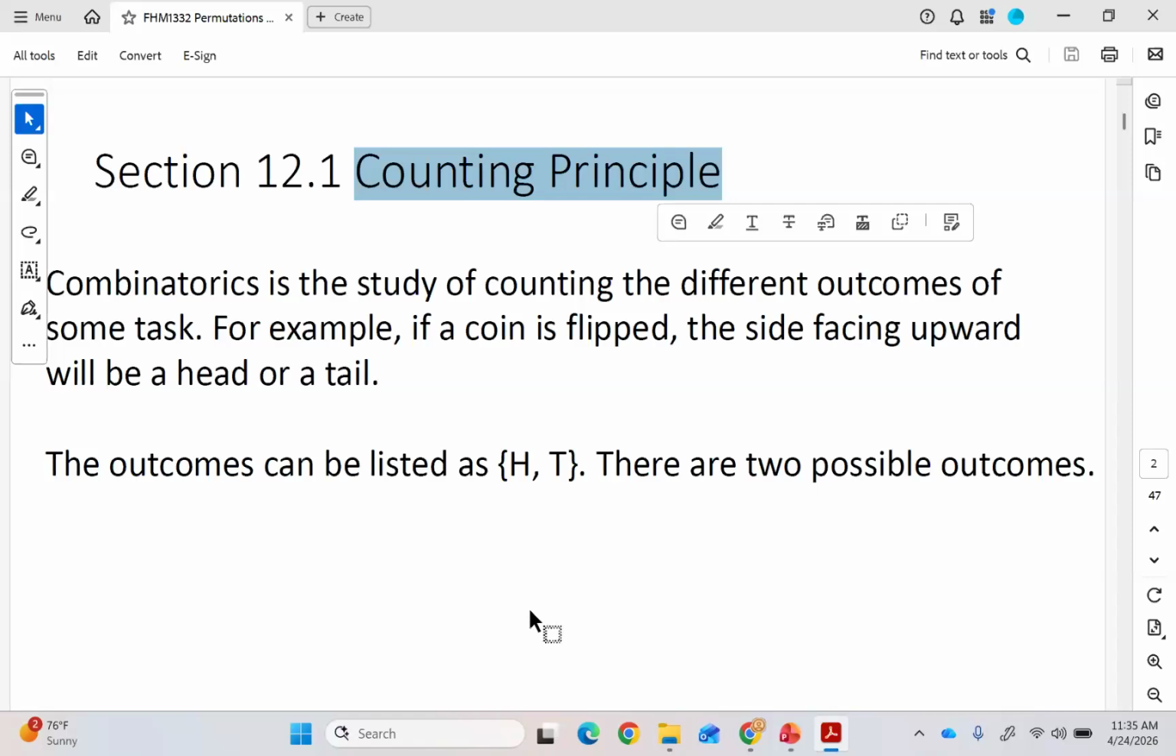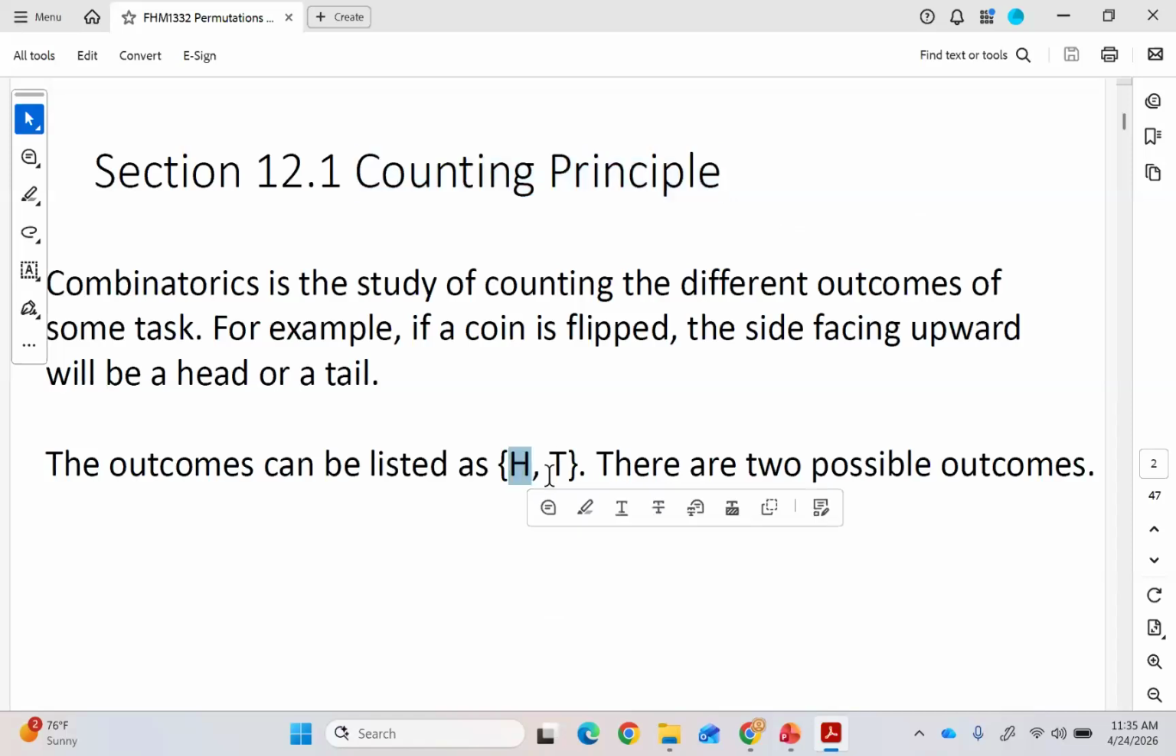A typical example would be if you flip a coin, what are the possibilities? And usually we represent them with H for heads and T for tails. So flipping a coin has two possibilities. We call those the outcomes.